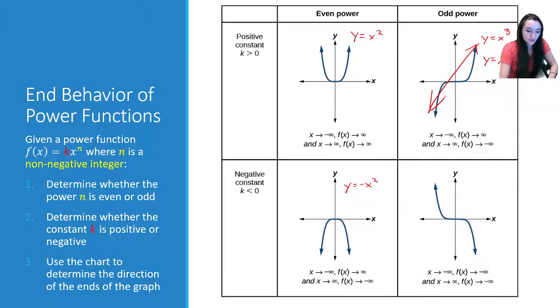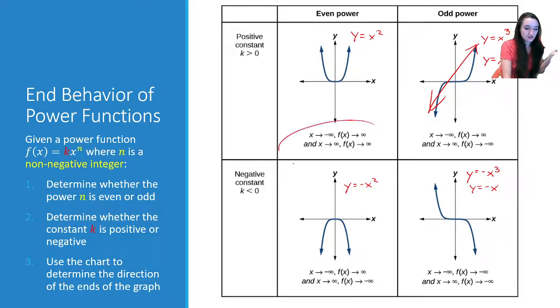Then the last one is for a negative constant, like y equals negative x cubed or even y equals negative x. We get it in the opposite direction. So this is essentially x cubed flipped over. We're coming from the left side positive, and on the right side we are negative, or we are heading towards negative infinity.